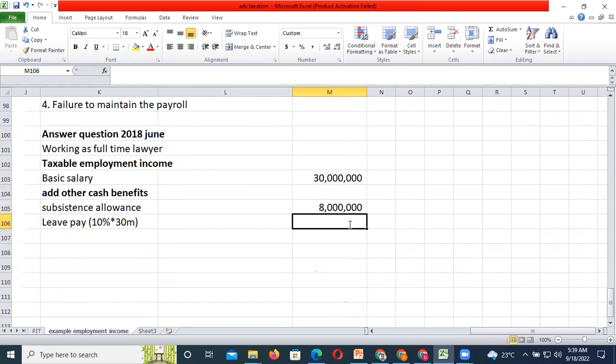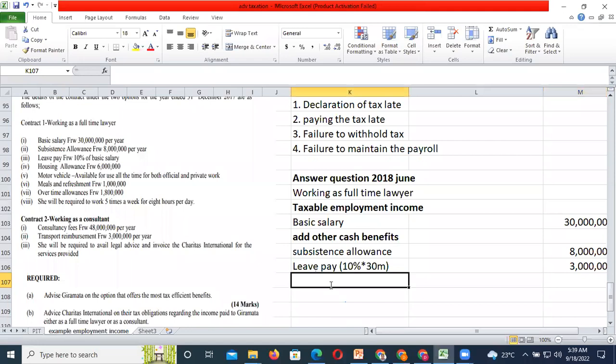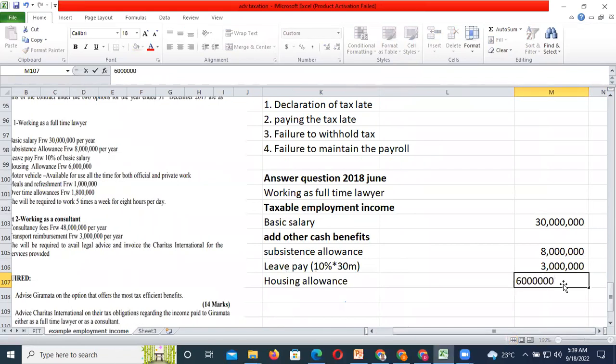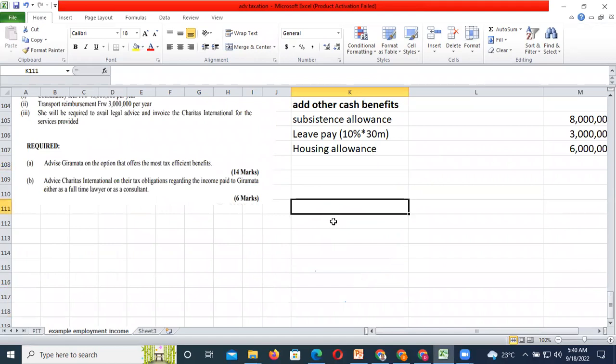A leave pay is this times 10%. Then another piece of information is a housing allowance, which is 6 million. Then motor vehicle, this is a benefit. I can leave a space here and say add benefits in kind. I don't add until I finish calculating all my cash benefits.